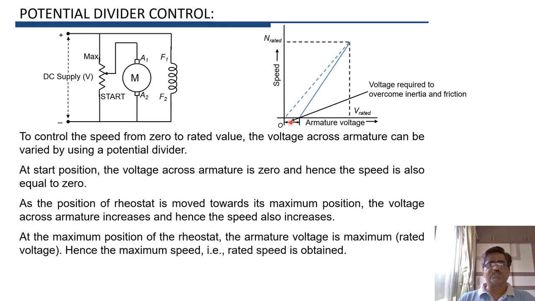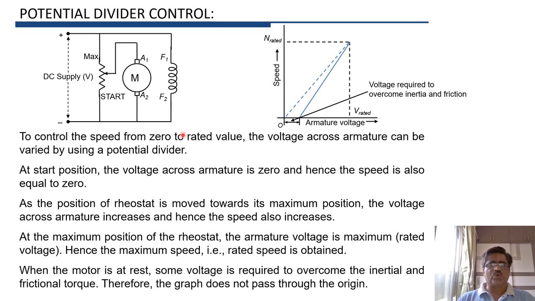So we can control the speed from 0 to rated speed with the help of armature voltage control, and armature voltage can be changed from 0 to maximum with the help of this potential divider. Voltage will be 0 when the potential divider is at start position, and it will be maximum when it is at maximum position. In this case also you have to note that the speed can be controlled up to rated speed only. We cannot obtain speeds above normal.